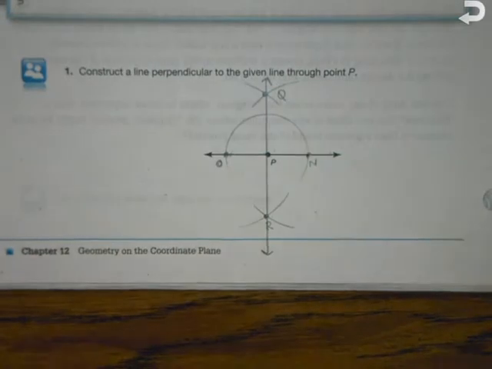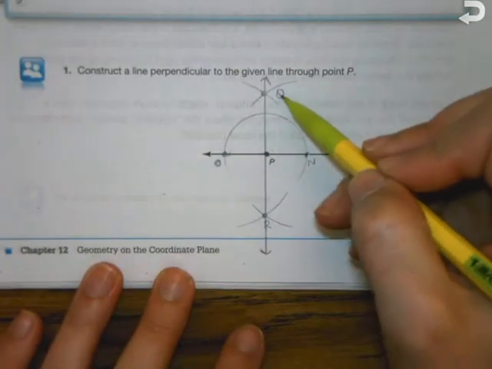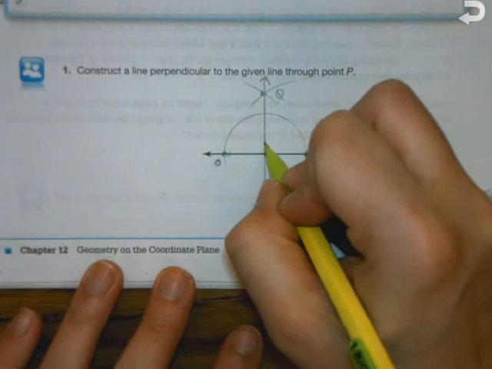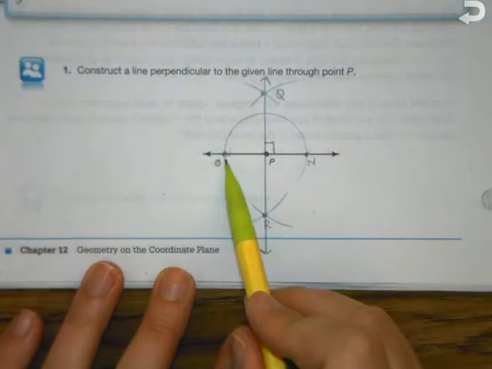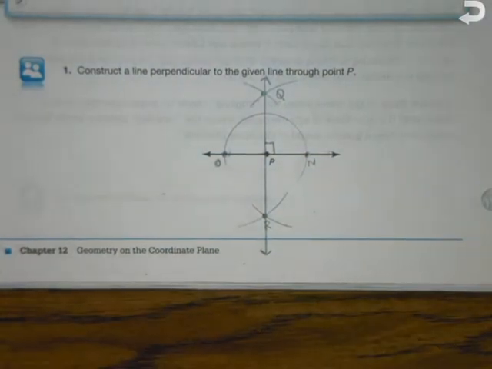And that's it. So line QR is perpendicular to line ON. And that's all you have to do. You get it?